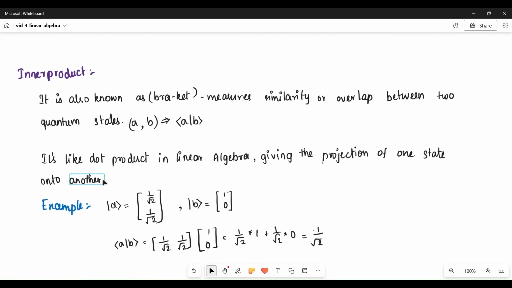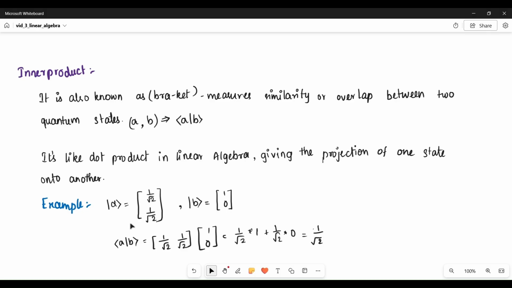Now let's see the inner product. It is also known as bra-ket notation. It measures similarity or overlap between two quantum states. Let's say A and B are quantum states. Then the inner product is bra A ket B. This measures the similarity. It's like the dot product in linear algebra, giving the projection of one state onto another. Let's take ket alpha and ket beta as these two vectors, and we are performing an inner product. One will be transposed and they will be multiplied, so we'll get a value of 1 over root 2.